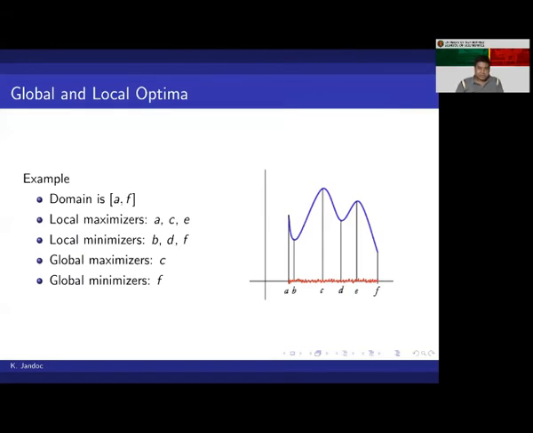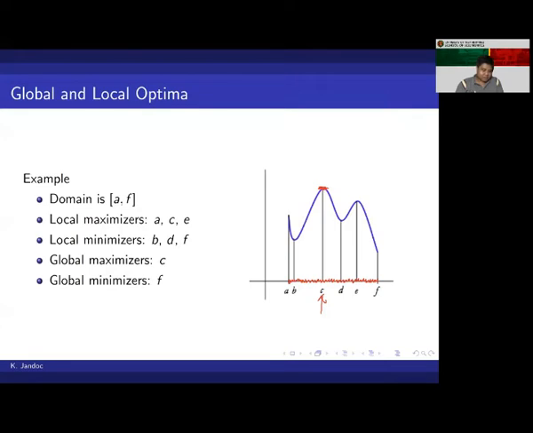Now, the question is, which point in this whole domain gives you the highest value of the function? Well, it is point C, because at point C, the highest value of the function is attained.